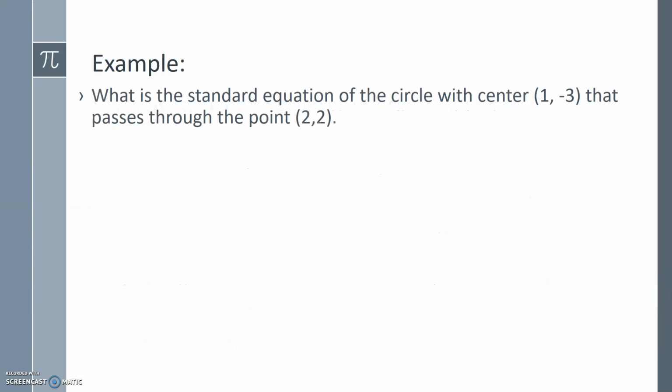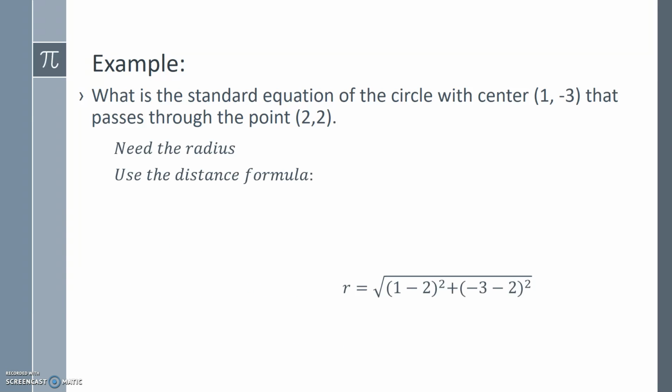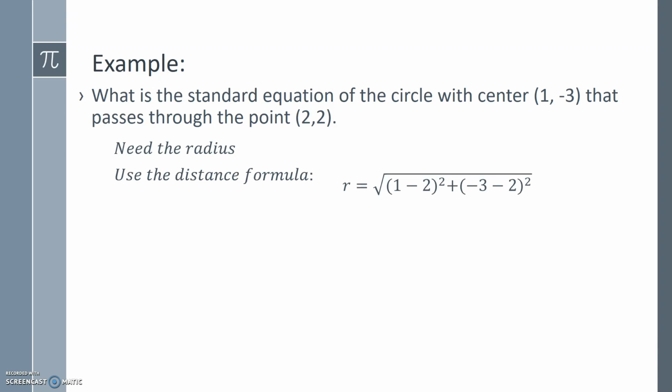Okay, so here's our next example. What is the standard equation of the circle with a center at (1, -3) that passes through the point (2, 2)? The problem here is I don't know what the radius is. So our first step is to find the radius. I need to find the distance from the center to the point. I know that point is on the circle, so we're going to use the distance formula. Just to remind you, we're going to do x1 minus x2 squared plus y1 minus y2 squared. It doesn't matter the order.